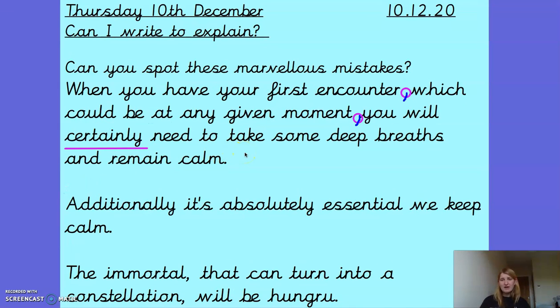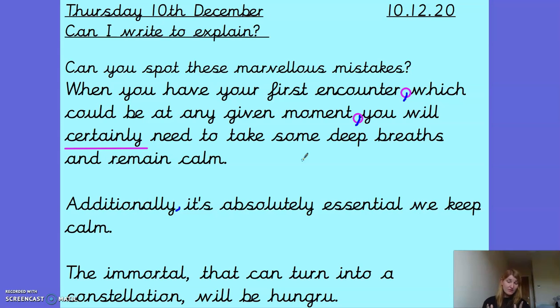Happy with that one. If I look at the next one: "Additionally it's absolutely essential we keep calm." Well, I've used a fronted adverbial. What haven't I used for a fronted adverbial? Yes, a comma. So again, let's get that comma in there. "Additionally, it's absolutely essential we keep calm." Same rule applies if you use an "I" space. Think about where that comma goes. Best way to find it: read it out loud. Listen to where the pause should be, or where you naturally pause, because that's likely where the comma is meant to be.